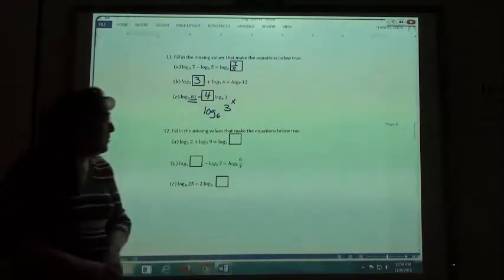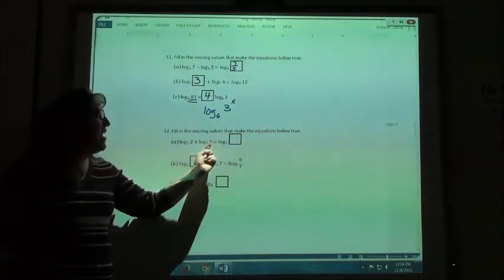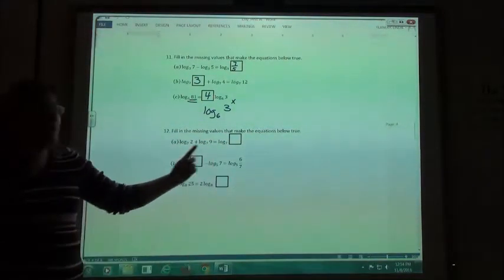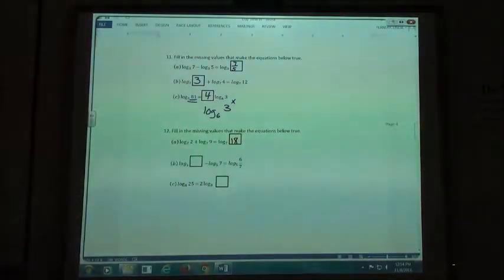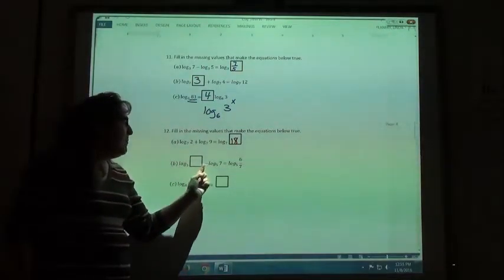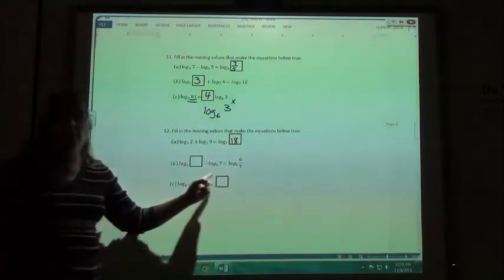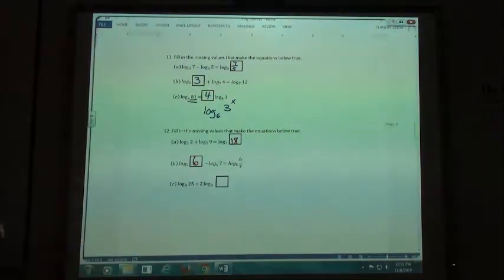So, first one, we have the log base 7 of 2 plus the log base 7 of 9. Our rule when we're adding logarithms is to multiply, and so we got 18. Then we had the log base 5 of what, minus the log base 5 of 7 equals the log base 5 of 6/7. So that box had to be a 6, because when we subtract logarithms, we change it to a division problem.